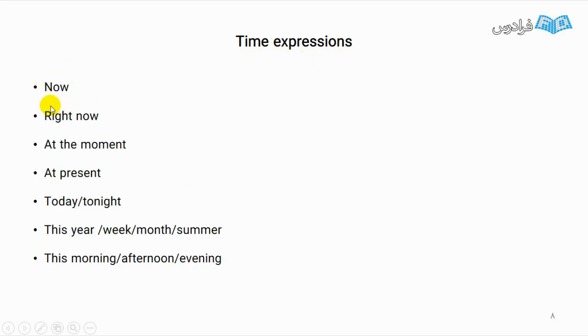Let's review some time expressions that are used with present continuous. I told you we use present continuous when we are talking about something that is happening now, something that is in progress. Then we have some keywords like now, right now, at the moment, at present, today, tonight, this year, this week, this month, this summer, this morning, this afternoon, and this evening.